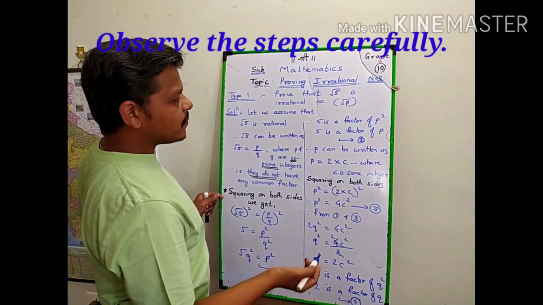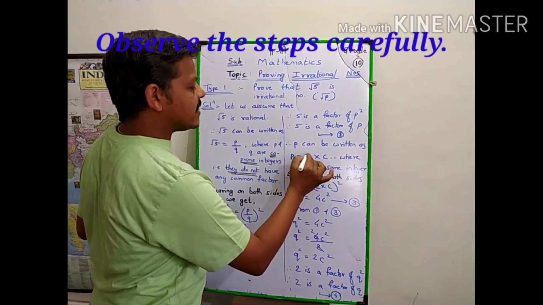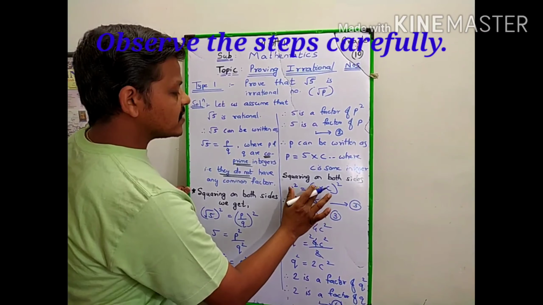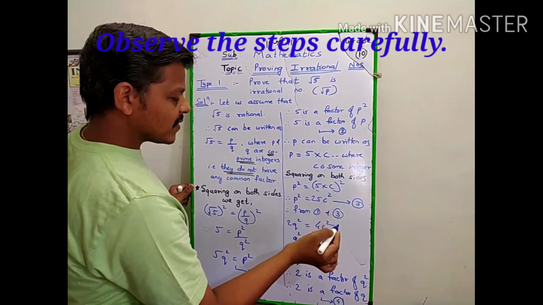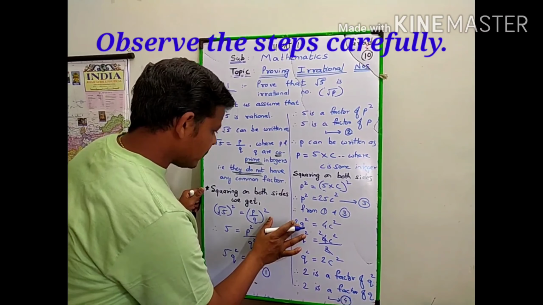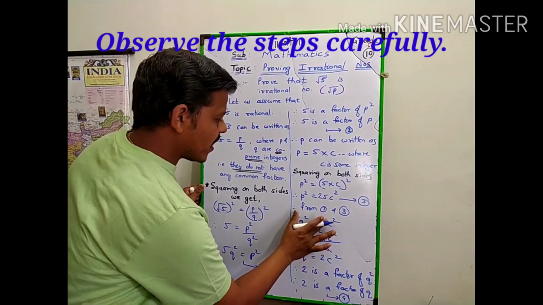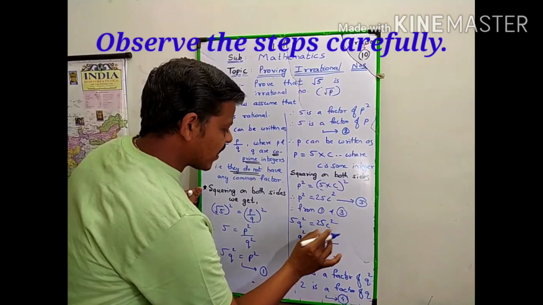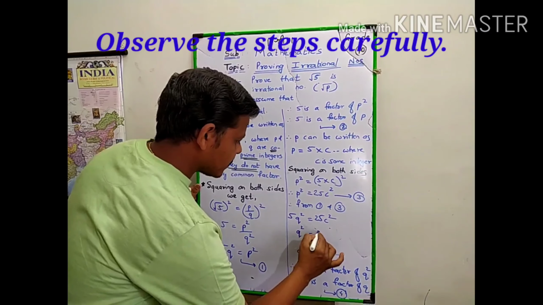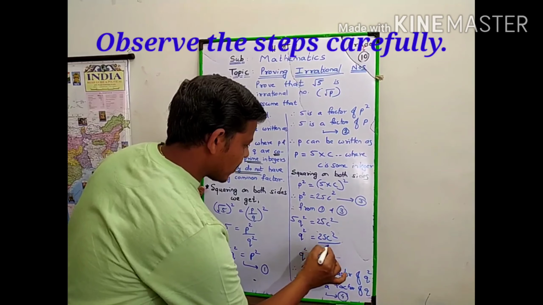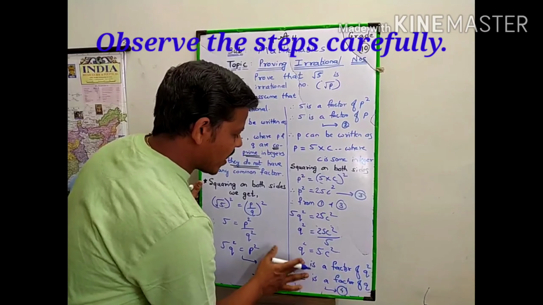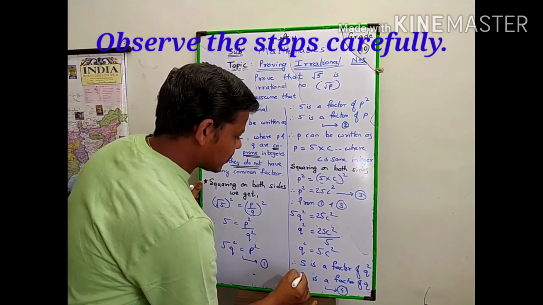If 5 is p's factor, then p becomes 5c. So p square becomes 25c square. And now from here and here, what are we going to get? We get 5q square is equal to 25c square. Ultimately, it's the same thing: 25c square upon 5, so q square gives you 5c square. Means 5 is a factor of q square.